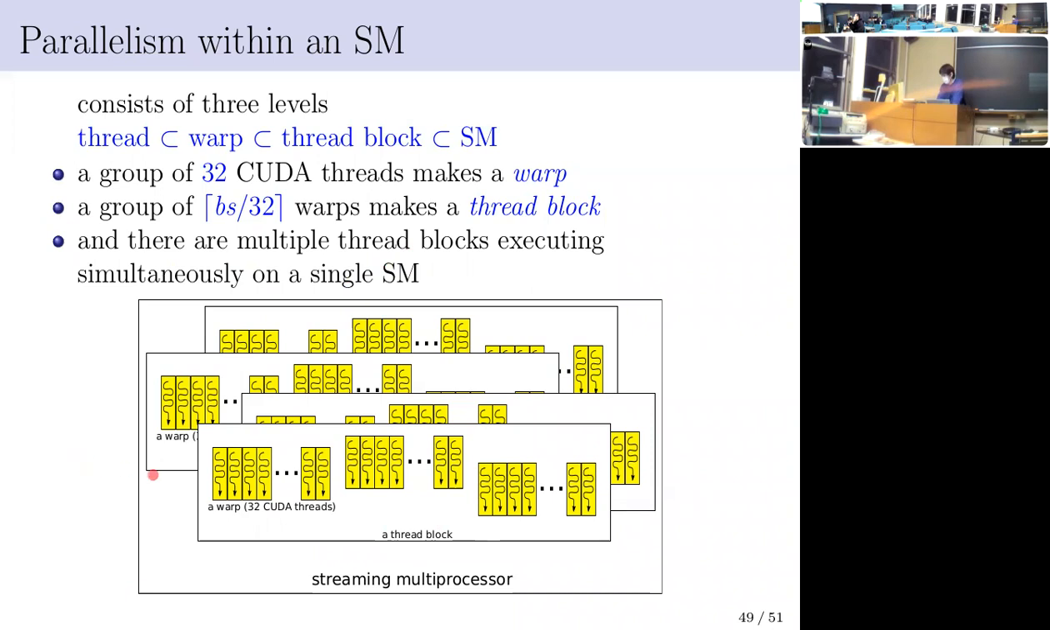So in this figure, this is a single CUDA thread. 32 CUDA threads make a warp. Some number of warps makes a thread block. And a single streaming multiprocessor is able to execute multiple thread blocks at a time. So this is exactly what is happening in a GPU.